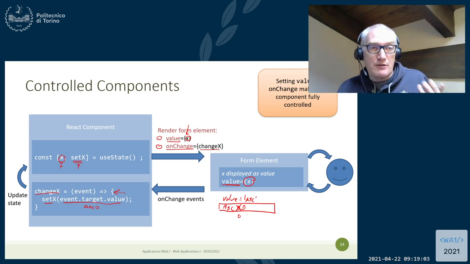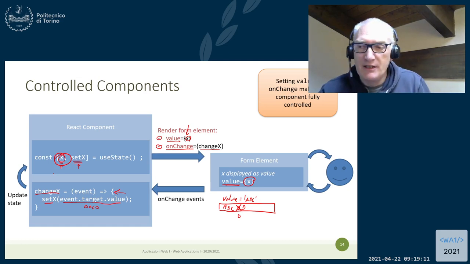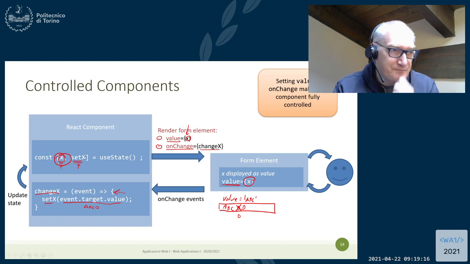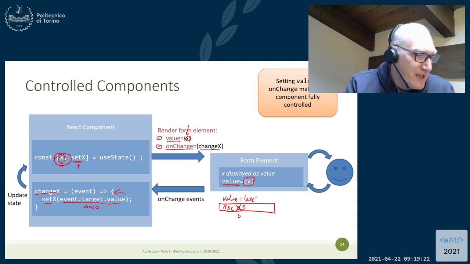Okay, what we are doing is to set the value attribute using this state variable, so that the content of the element will always be our state. But I mean, it's something that we are going to understand better with the example, of course.